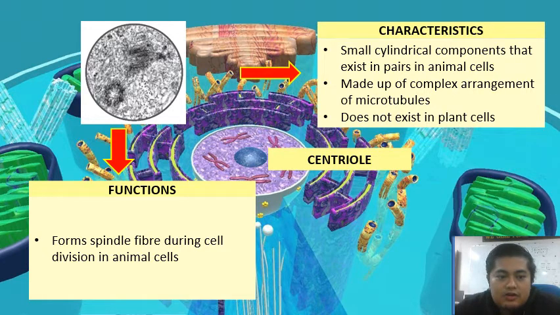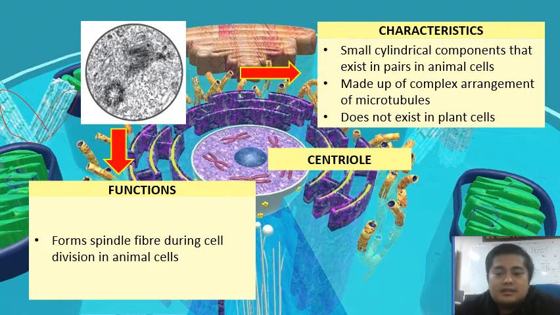Ni centriole. So dia ada dalam bentuk pair. Dia sentiasa dalam bentuk pairing. So made up of a complex arrangement of microtubules and does not exist in plant cell. Dia tak wujud kat dalam plant cell. Their function is just one, which is to form spindle fiber during cell division in animal cell.